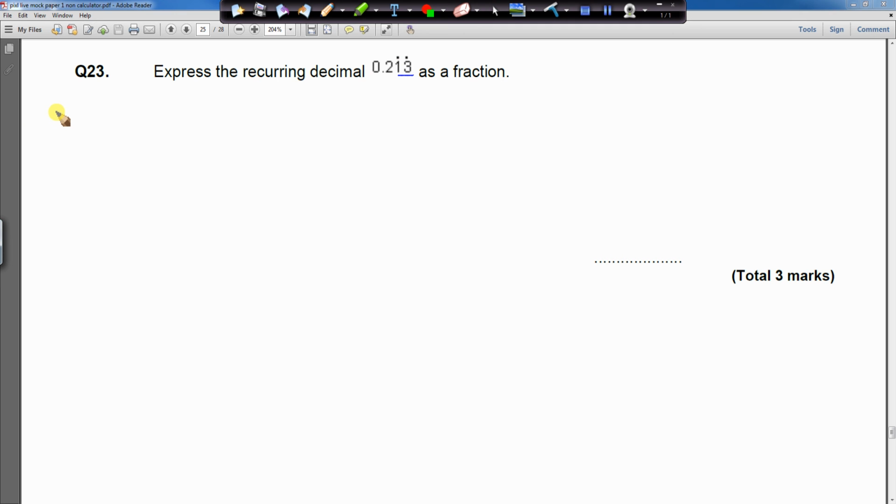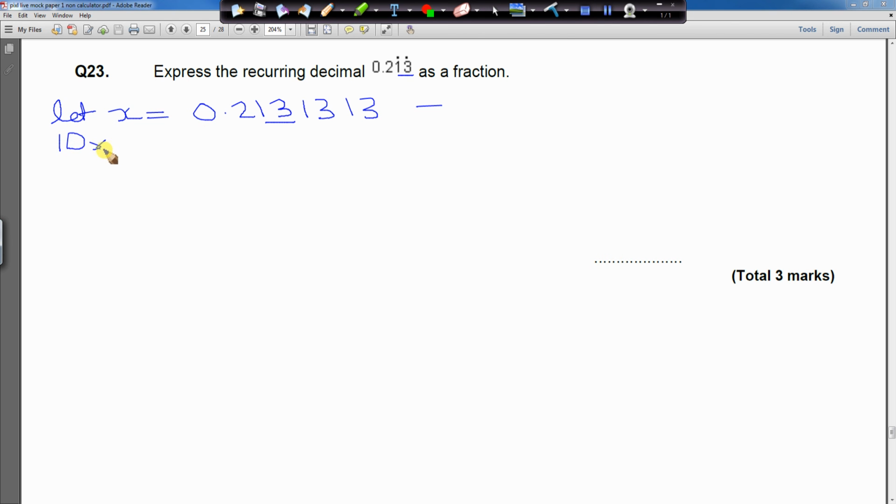So let's start off this question. First of all, let x equal 0.213. Remember, this part recurs only, so the next part is going to be 1, 3, and then 1, 3, and so on. Now what we need to do is get this decimal number in such a way, after we multiply by 10, 100, 1,000, that these numbers line up, so we can subtract and be left with a whole number. So let's have a look at what 10x gives us.